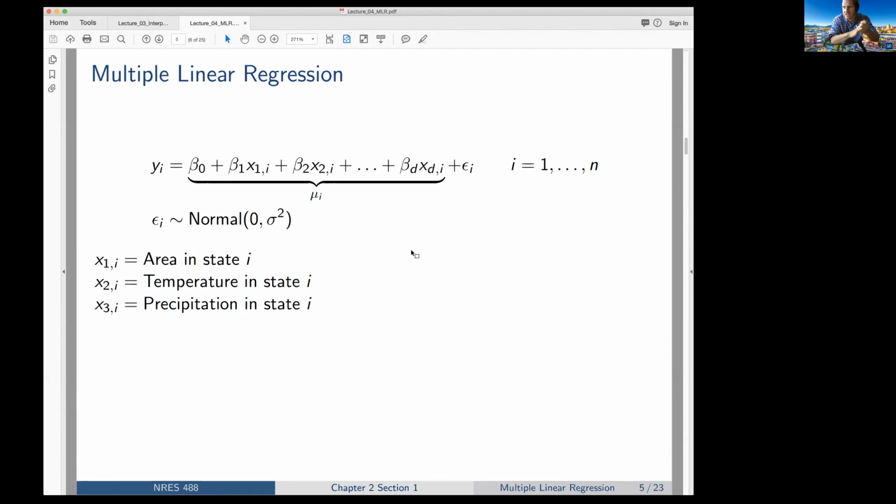We could imagine an Excel table where the first column is our counts of species. Our second column is the area in the state that those come from. Our third column is the temperature, and then our fourth column is precipitation. What we don't know, just like in simple linear regression, is what these beta values are. And we're going to use R to estimate all of the beta values. Same with sigma squared. We don't know what sigma squared is. All right, any questions about this?